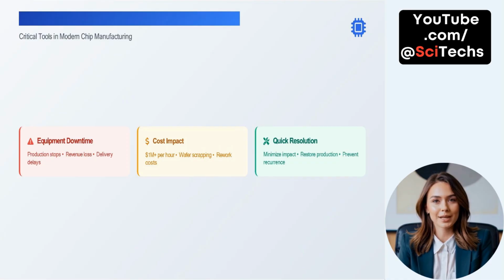The goal is to minimize operational and financial impact, restore production as fast as possible, and implement solutions that prevent future occurrences. Effective troubleshooting processes are the backbone of this effort, enabling faster diagnosis, smarter repair decisions, and sustainable fixes that keep the line moving and product quality intact.